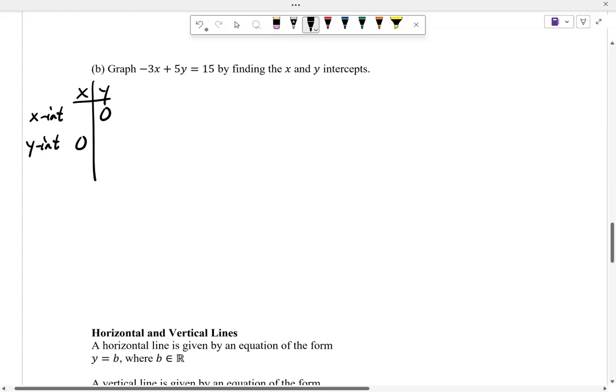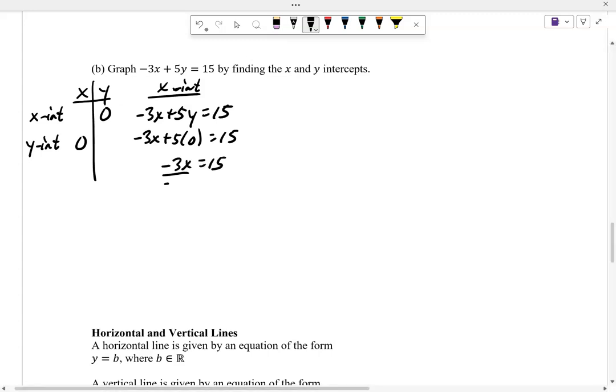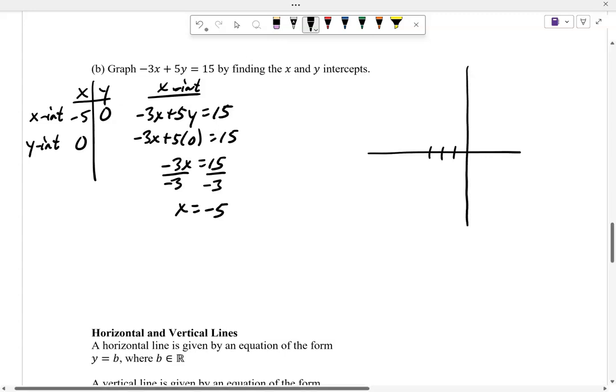Let's go ahead and find our x-intercept first by letting y be 0. So I get -3x plus 0 equals 15. Now I divide by -3. So it looks like my x ends up being -5. So there's my first point, -5, 0. There's where it crosses the x-axis.